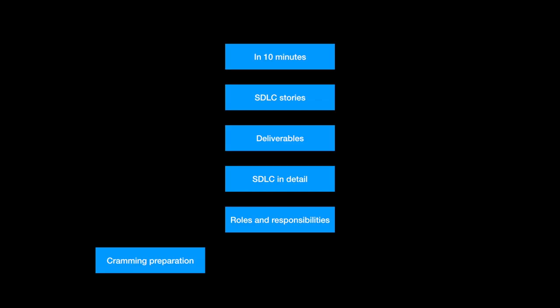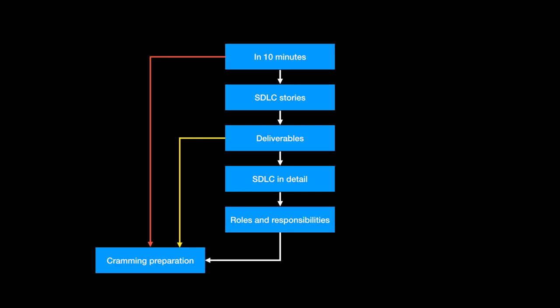There are 3 paths that you can take through this video. The standard path takes in everything. And if you're pressed for time, you can take a shorter path and leave after deliverables. SDLC in detail and roles and responsibilities might help you pass with flying marks, but they're not really necessary for the exam. If you're really pushed for time, take the cramming path. That is, just stick around for this next section, bail at around the 15-minute timestamp, and jump straight to the end. Okay, let's get started.